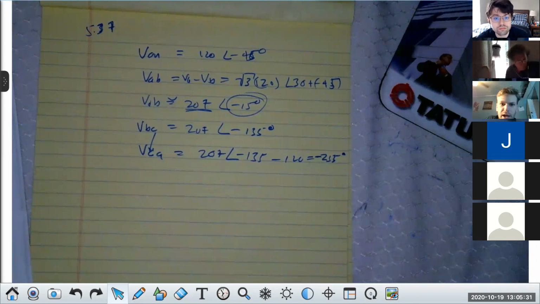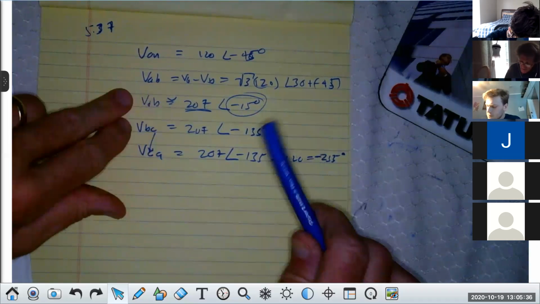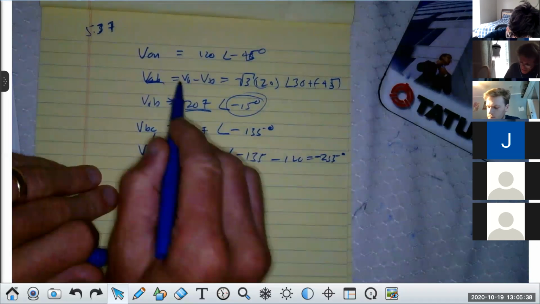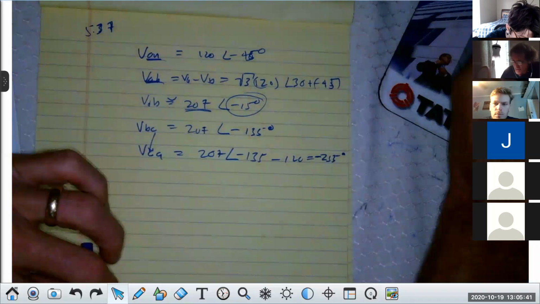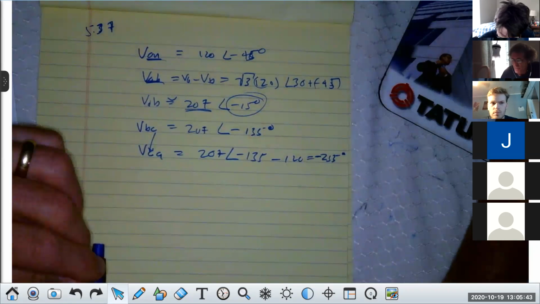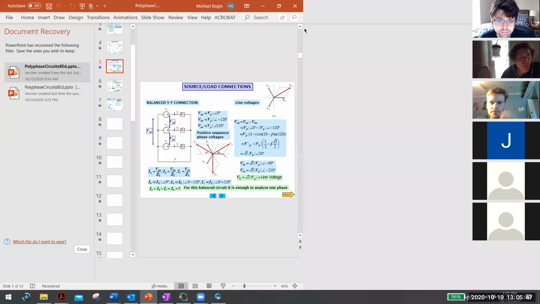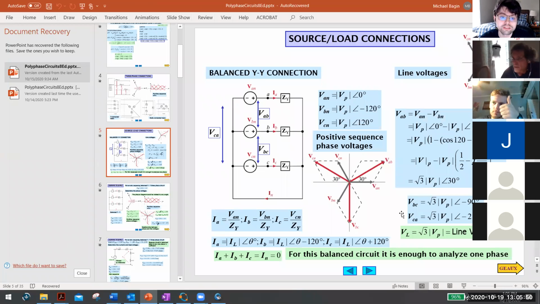Wait, so why do you multiply 120 by the square root of 3? Remember, we're talking about a difference between AB and AN. I'm glad you asked that. If you look at the PowerPoint, which I'm going to bring up over here, can you all see it? Okay, that's VAB. This is a diagram with real and imaginary axes for all the voltages. VAN is just whatever it is at 0 degrees here.